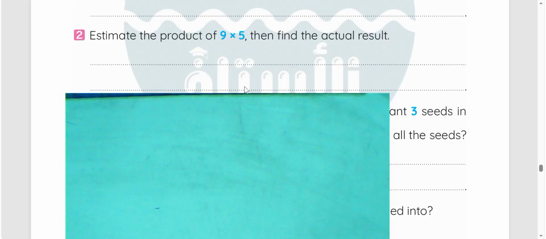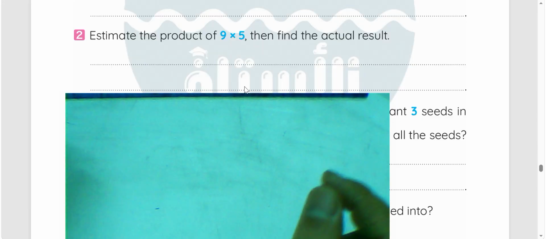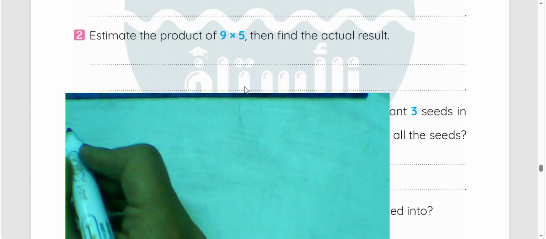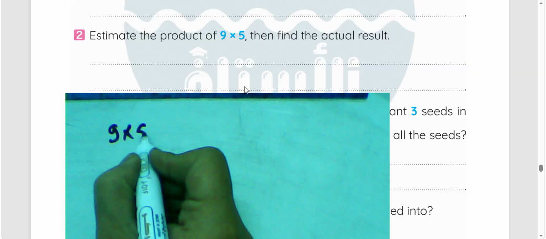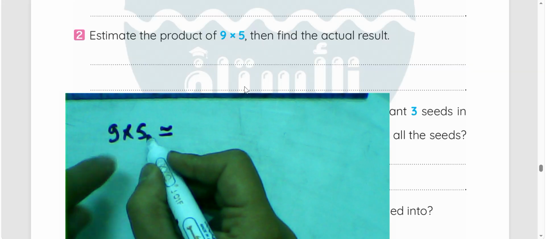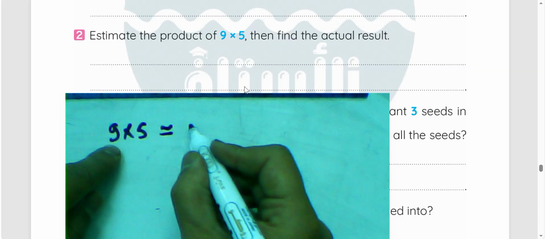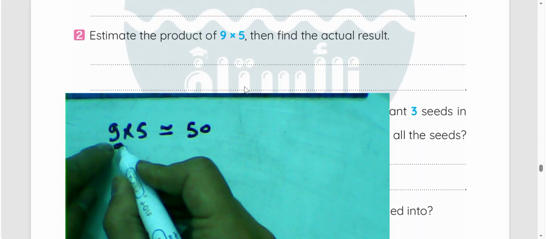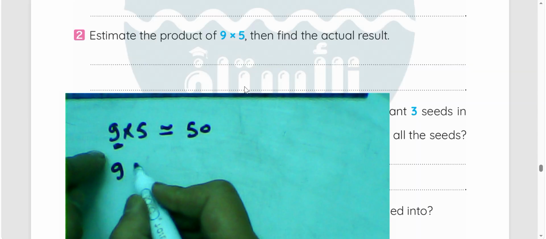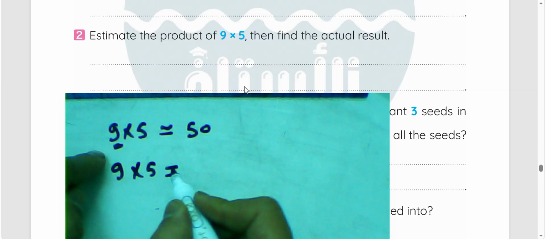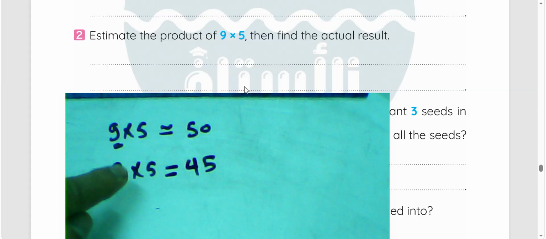Estimate the product of 9 times 5, then find the actual result. Then we can find the estimate. 9 times 5 is nearest to what? 9 is nearest to 10, so the estimate is nearest to 50. 10 times 5 is 50. And the actual product of 9 times 5 would be 45. 5 times 9 is 45.